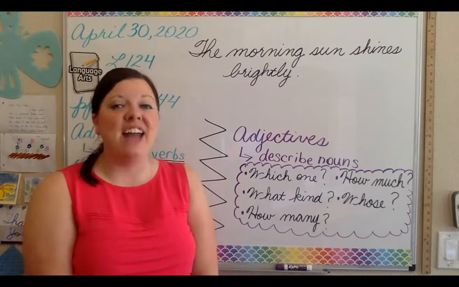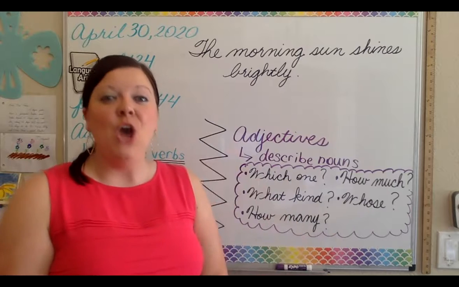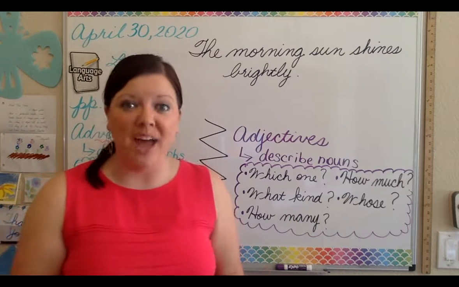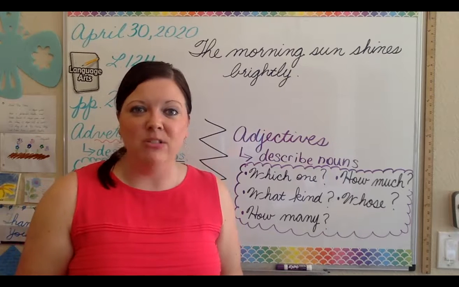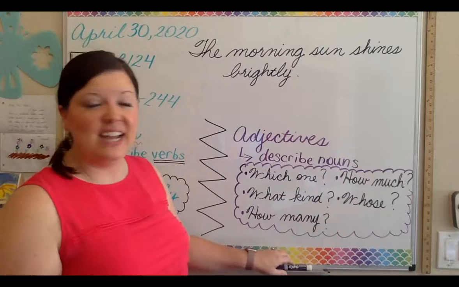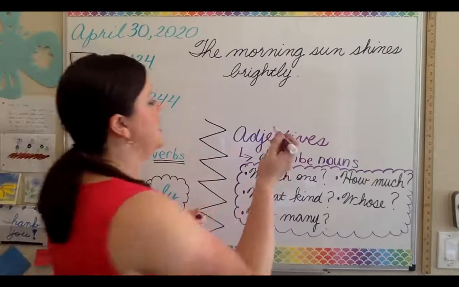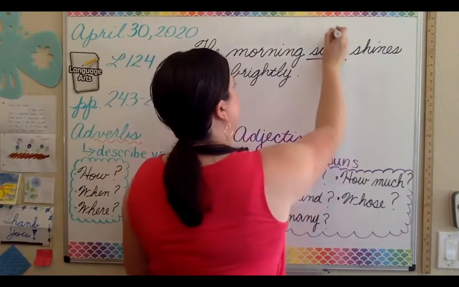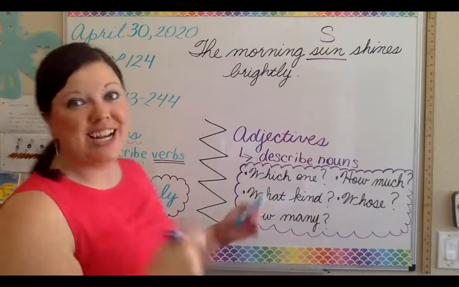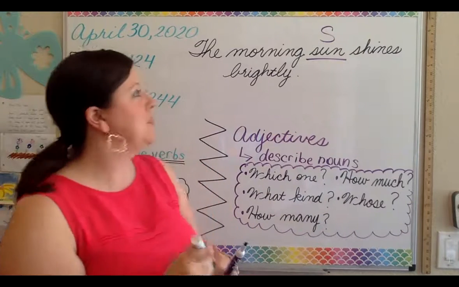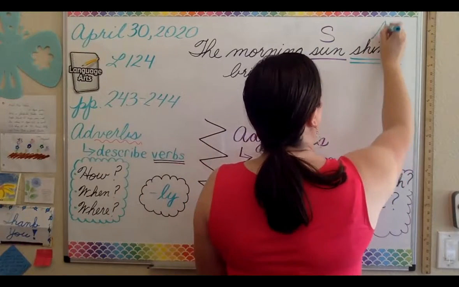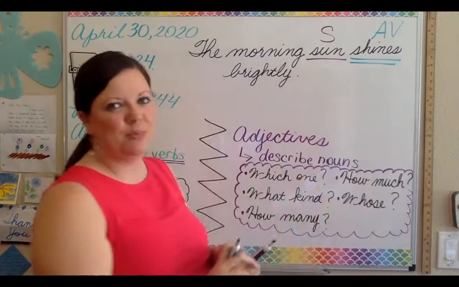Let's find the star of this sentence. Remember, we call that the subject. The subject is who or what the entire sentence is about. What is this entire sentence about? It's about the sun. Let's mark sun. I'm going to mark it with an underline. That is my subject. Now, what is the subject doing? What is the action that it's doing? It shines. Shines is our action verb.